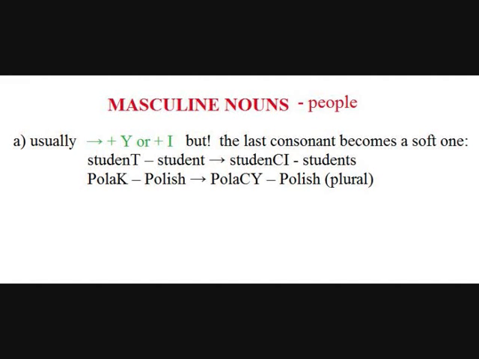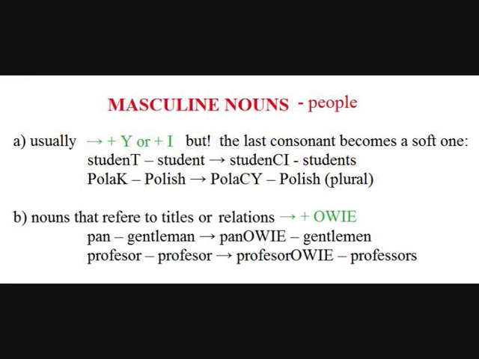Let's now take a look at masculine nouns concerning people. Usually, you simply add y, or i, e, but the last consonant becomes a soft one. For example, student, a student, studenci, students, or Polak, a Polish guy, Polacy, Poles, plural. If you have nouns that refer to titles or relations, you add owie. For example, pan, gentleman, panowie, gentlemen, profesor, a professor, profesorowie, professors.